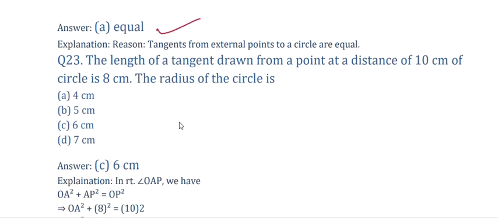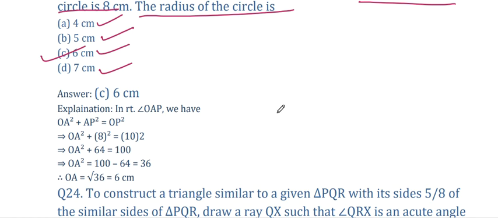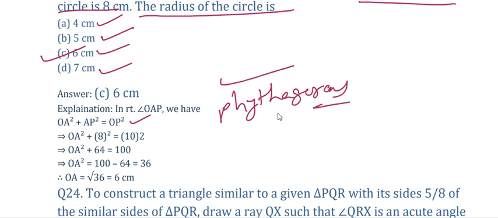The length of the tangent drawn from a point at a distance of 10 centimeter from a circle is 8 centimeter. The radius of the circle is what? 4 centimeter, 5 centimeter, 6 centimeter, or 7 centimeter. We go with 6 centimeter because in right angle triangle OAP we have OA square plus AP square equal to OP square. Here the Pythagoras theorem is required. Pythagoras uncle always helps you in solving this type of question. So we get 6 centimeter, right?